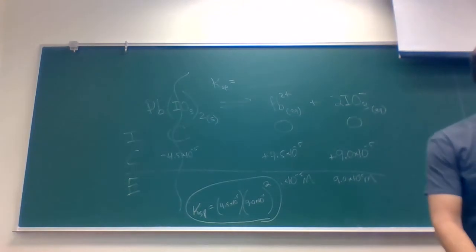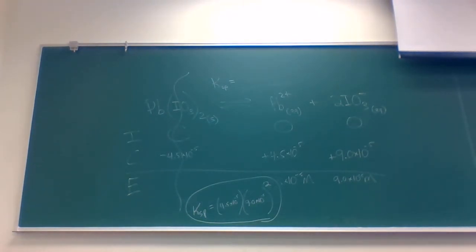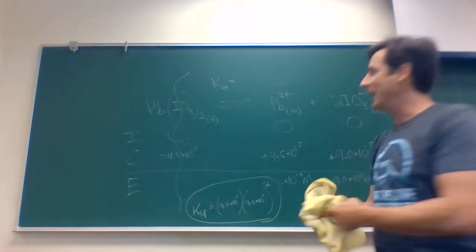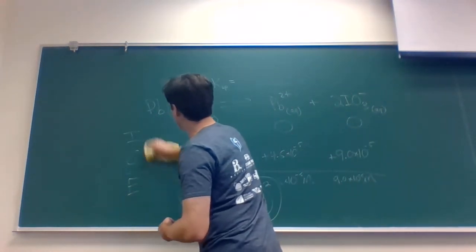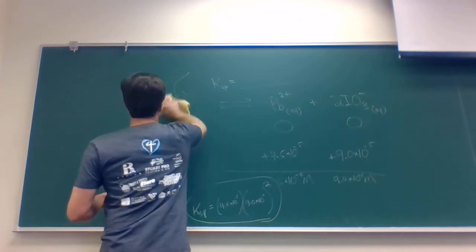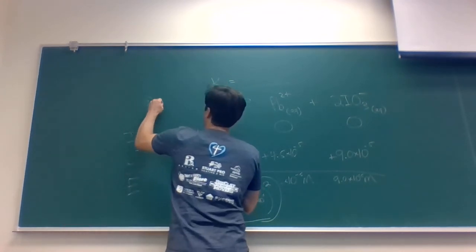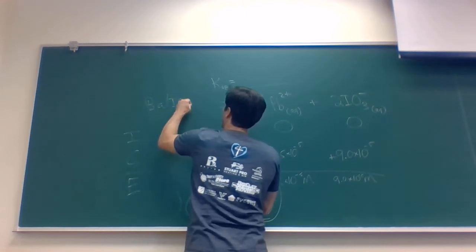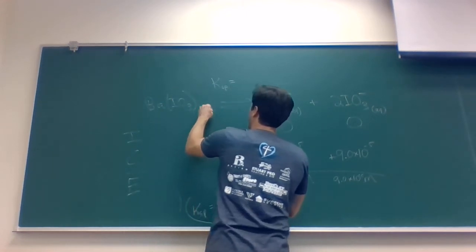Okay, so if I go now to the next slide, I have another problem on the next slide. This is slide 5 now. It's pretty similar to this one. Really, the only thing that changes, instead of lead iodate, now I have barium iodate.